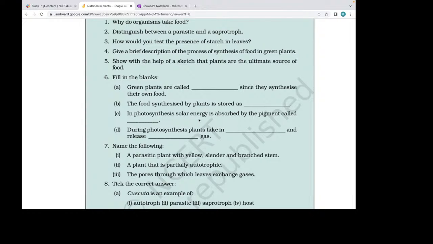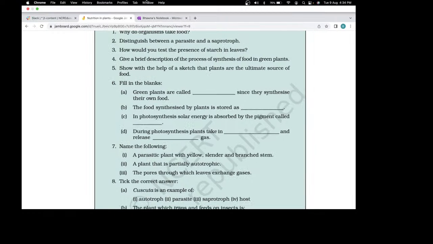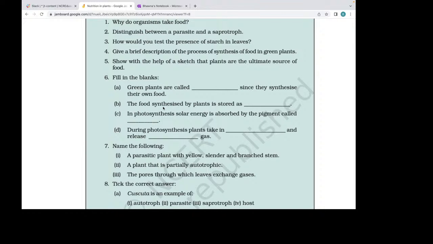In photosynthesis, solar energy is absorbed by the pigment called, what is that pigment that absorbs the solar energy during photosynthesis? So it is chlorophyll. Chlorophyll is that pigment that allows plants to perform photosynthesis. Plants that do not have chlorophyll, that are not green, cannot prepare their own food. Okay, so chlorophyll is very important.